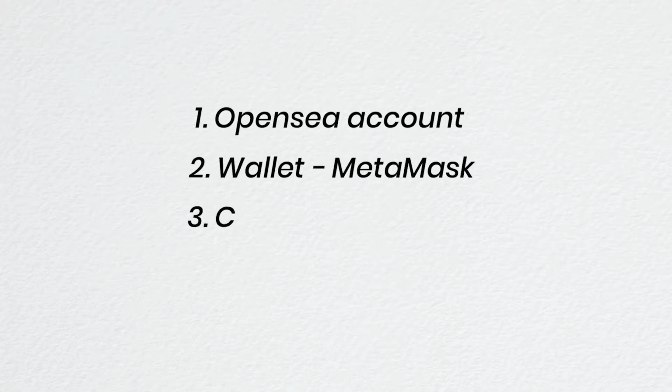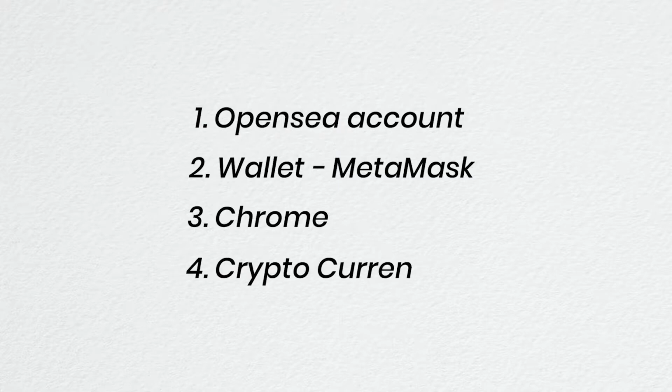You're going to need an OpenSea account, which I'm going to show you how to set up, something called a wallet, which I'm going to show you how to set up as well using Metamask. You're going to need to use the Chrome browser, and you're going to need some cryptocurrency, in this case Ethereum, and I'm going to talk you through every step and show you how to do each one because it sounds really complicated and the first time you do it, it is, so hopefully this will help out a ton.